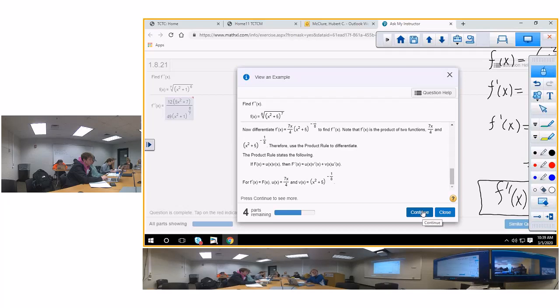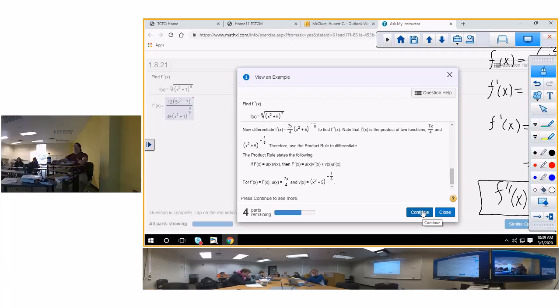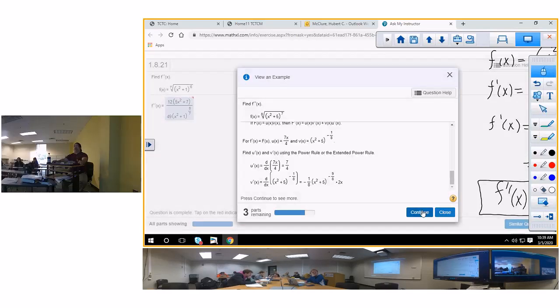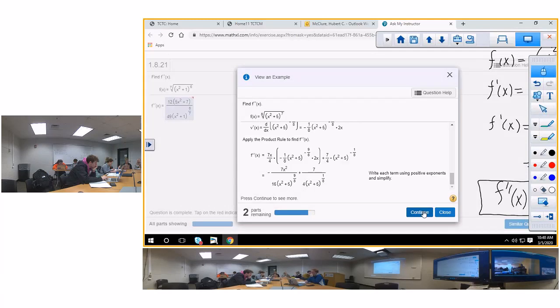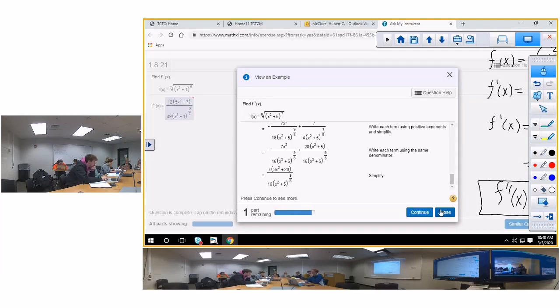They're using the product rule. I don't know why they're using the product rule. I guess that's what I got, right? Negative. That's what they're doing. They're using the product rule.